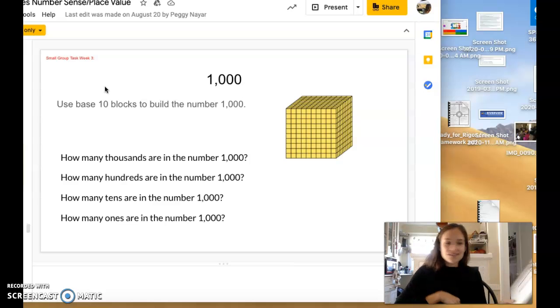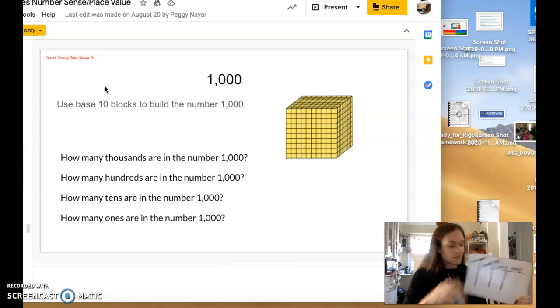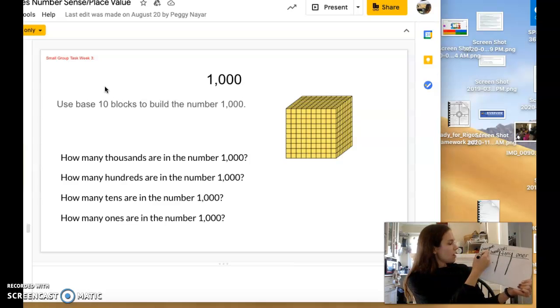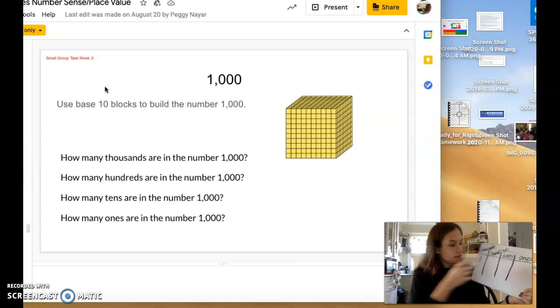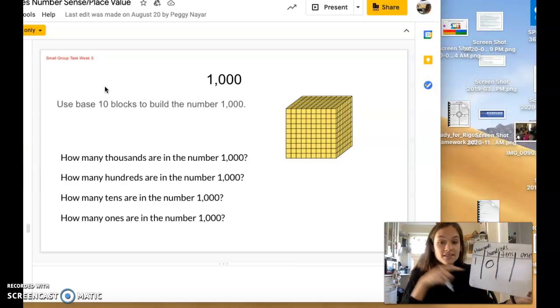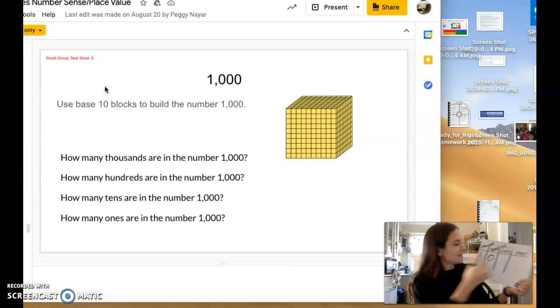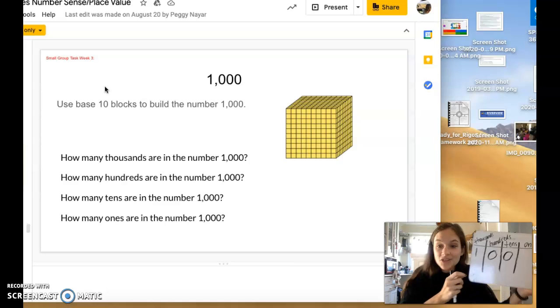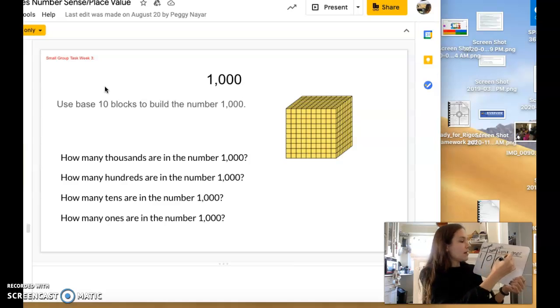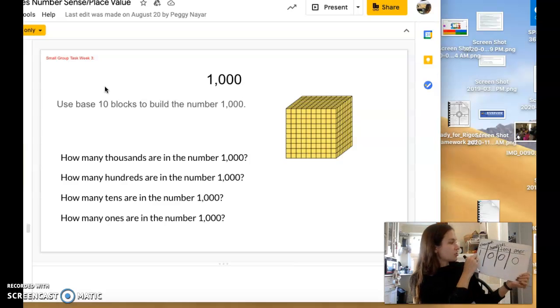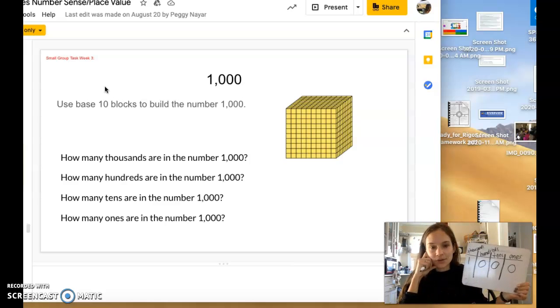How many thousands are in the number 1000? There's 1. And how many hundreds would there be? Now we would put a 0 in the hundreds place, but there's actually 10 hundreds in 1,000. And let's put a 0 in the tens place. But how many tens are in 1,000? There's actually 100. Do you see that? And then with the number 1,000, we have 0 ones, but there's actually 1,000 ones in the number 1,000.